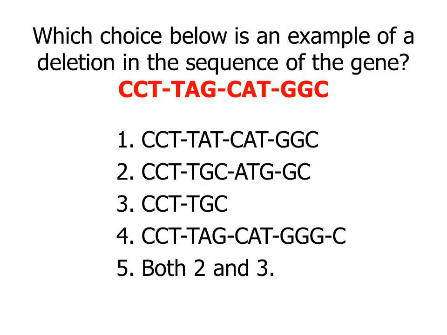Number 2, can you see what's different? Right. So at the end, we're missing a G. That's a single nucleotide deletion. Number 3 is a large deletion. We're missing a whole lot of letters. Number 4, we actually have extra letters, so we call that an insertion mutation. So an example of a deletion in the sequence is number 2 and 3. So number 5 was the right answer. So you can have a tiny deletion or you can have a huge deletion.